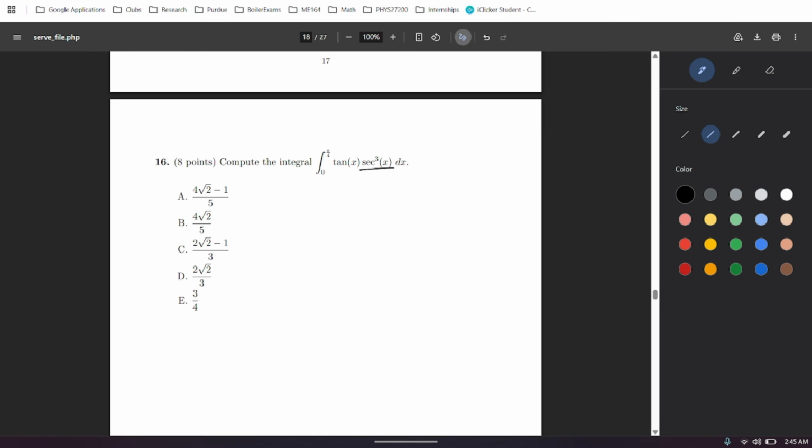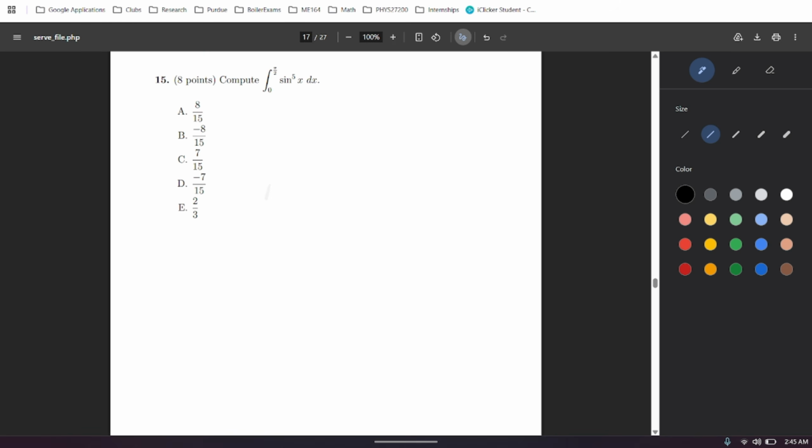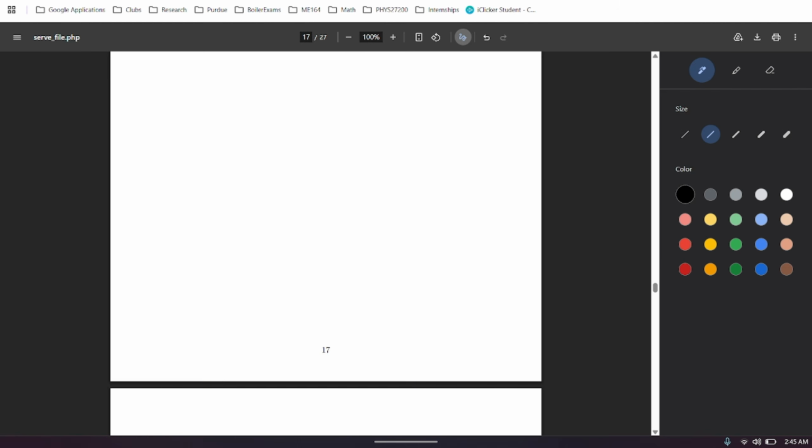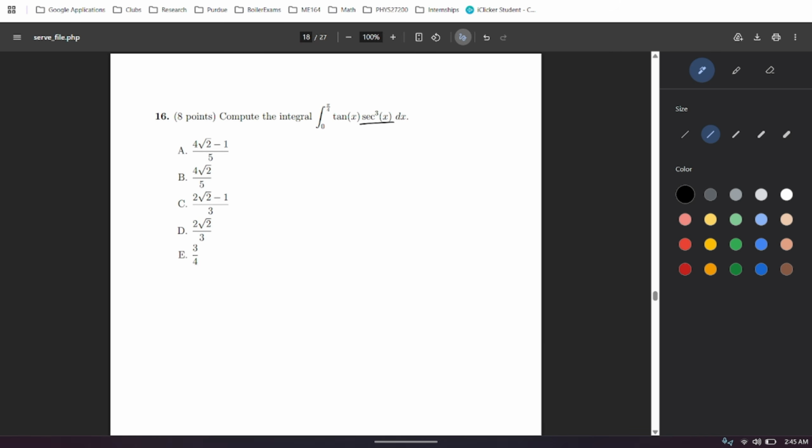Welcome back, everybody. Thanks for joining me today as we cover question 16 of this problem set. Compute the integral from 0 to pi over 4 of tan of x times secant cubed of x dx. With the amount of trigonometric functions that we're seeing on this test, something tells me that these test makers and these test coordinators might have a few tricks up their sleeve. With that being said, let us begin solving this integral.